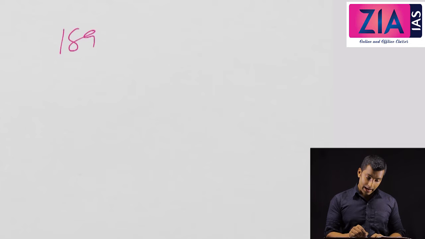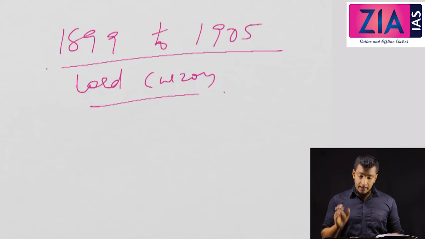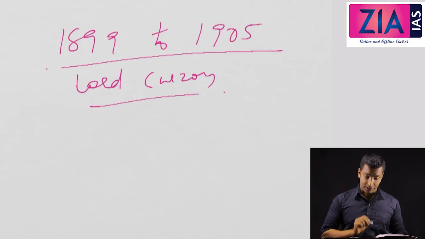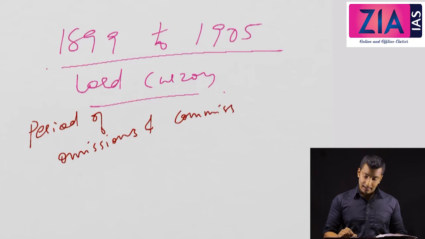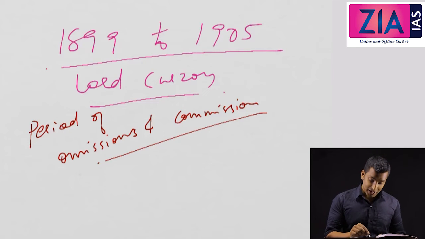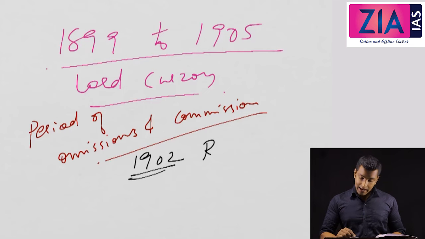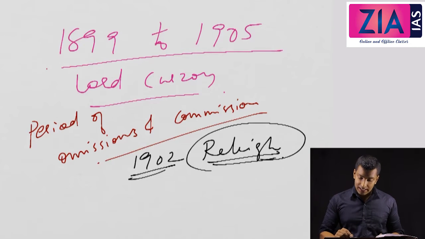So 1899 to 1905, Lord Curzon. One important point: his period in history is known as the period of omissions and commissions. He appointed lots of commissions, and that's why it is the period of commissions. In 1902, the Raleigh Commission was appointed to look after education in his period.